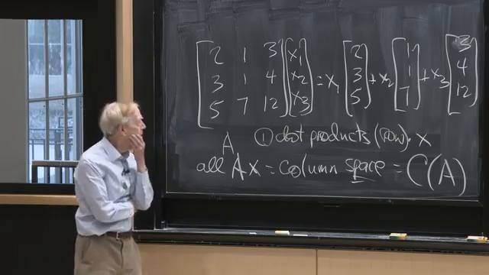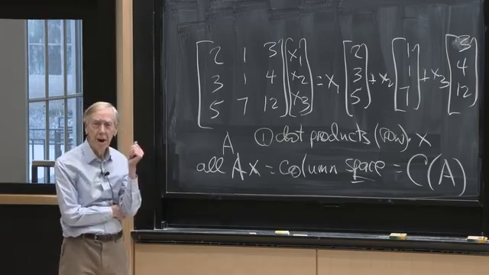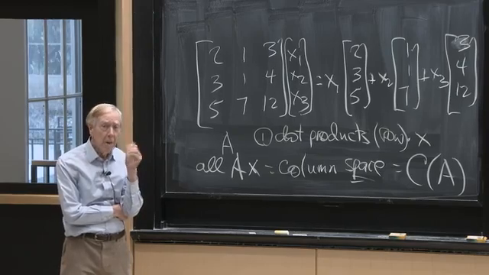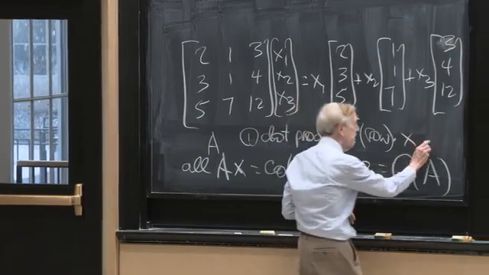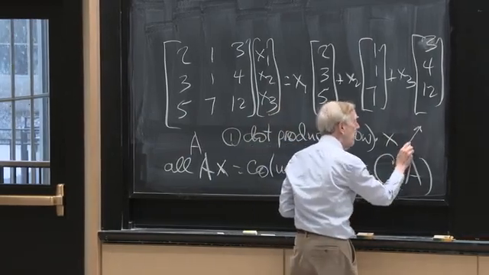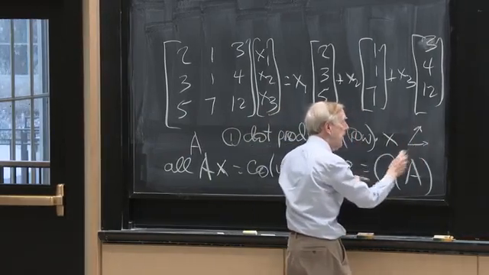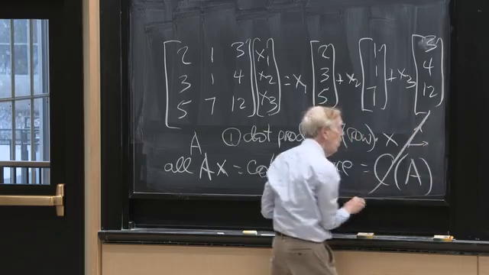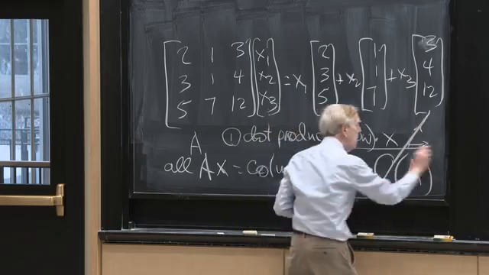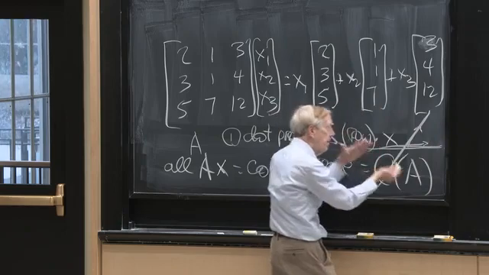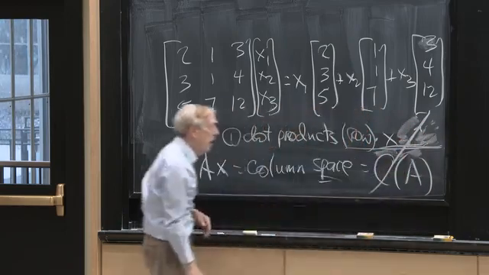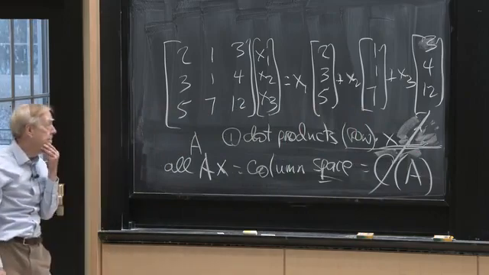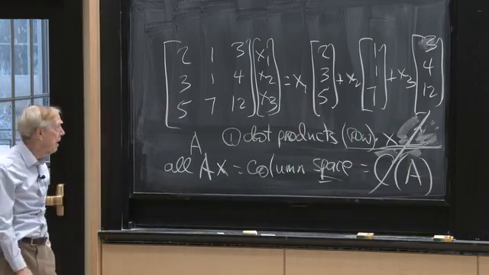So the combinations of those first two columns are a plane, because they're independent. Everybody kind of sees that picture. We've got column 1 going that way and column 2 going that way, and if I take any multiple of column 1, I've got a whole line, any multiple of column 2, and then when I put the two together, it fills in the plane.